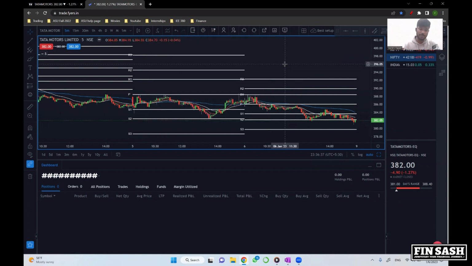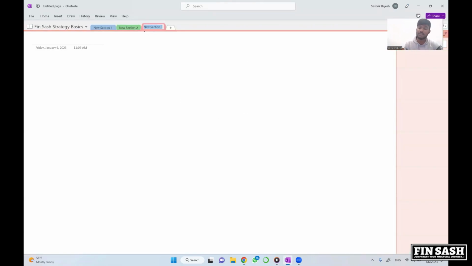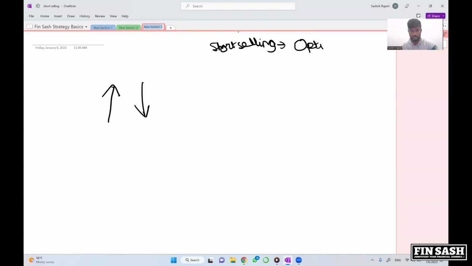So people have a perception that they can make money only when the market goes up. No, you can also make money when the market comes down. But the thing about short selling is you can only do it in intraday. You can't do it in positional unless you buy an option or a futures contract, which I'll come into.